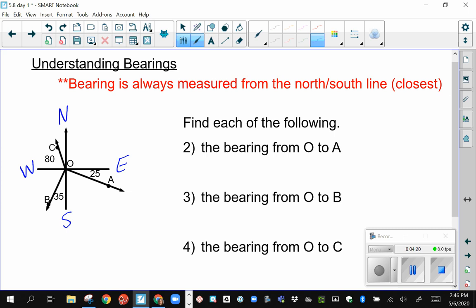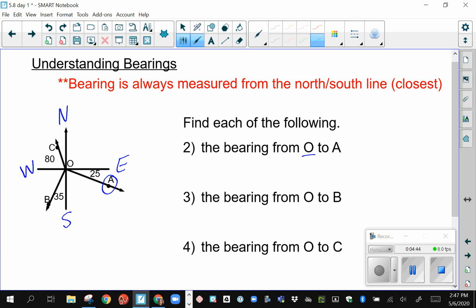So bearing is a directional thing that is measured from a starting point to an ending point, and you would use this maybe if you were navigating a ship or something like that. So I think it's easiest explained with an example. So let's take a look at number 2. We're being asked to find the bearing from O, meaning origin, to point A. So that's this guy here.